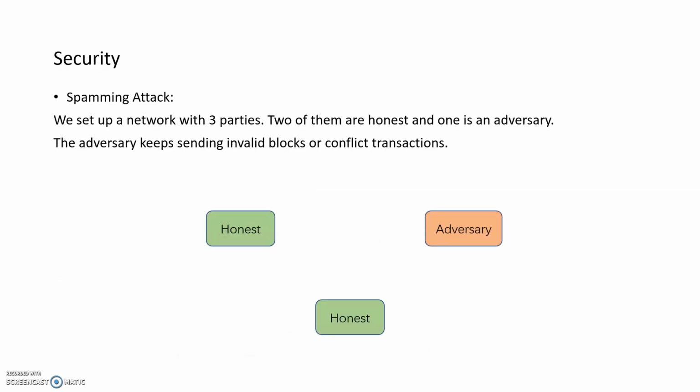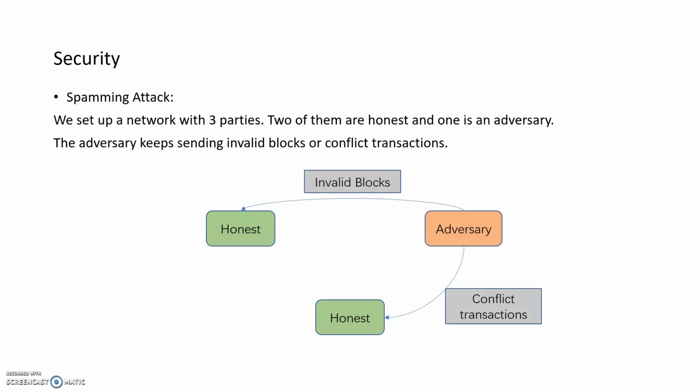And finally, we conducted several attacks on our client to test its security. We first conducted a spamming attack, in which the adversary keeps sending invalid blocks or conflicting transactions. It turns out that our client is able to defend against this attack because we sanitize blocks and transactions to check if they are valid or not before adding them to the main chain.